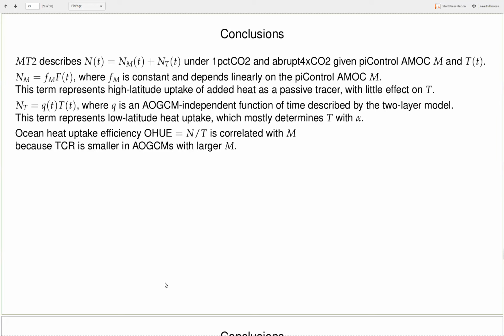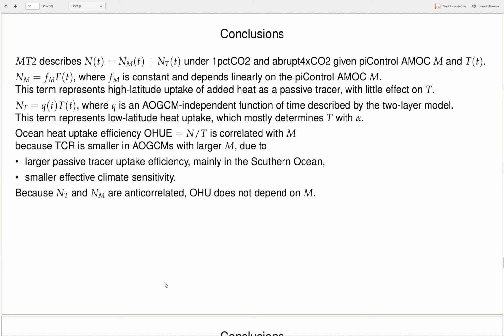Ocean heat uptake efficiency N over T is correlated with M because TCR is smaller in AOGCMs with larger M, and that is in turn because of larger, more efficient passive tracer uptake, mainly in the Southern Ocean, and smaller effective climate sensitivity. But because these two terms are anti-correlated, ocean heat uptake doesn't depend on the control AMOC strength, just the efficiency of it does.